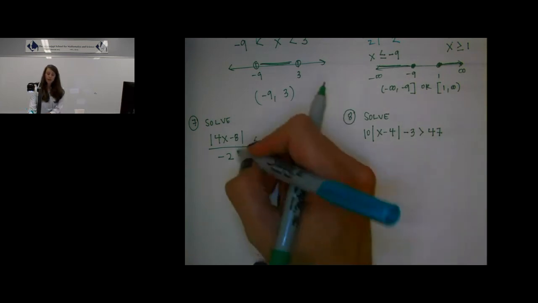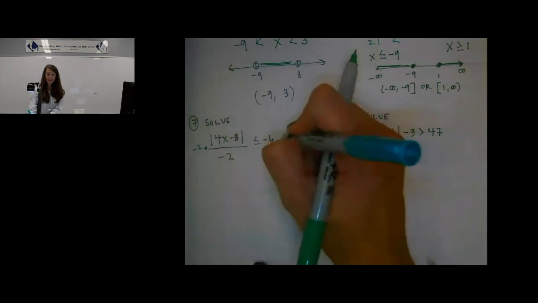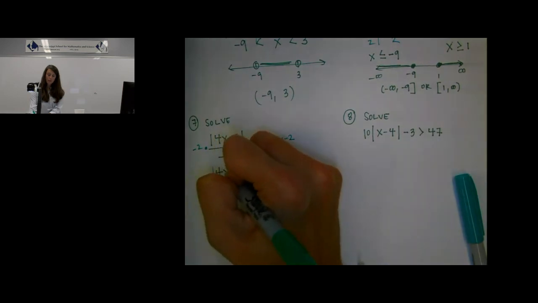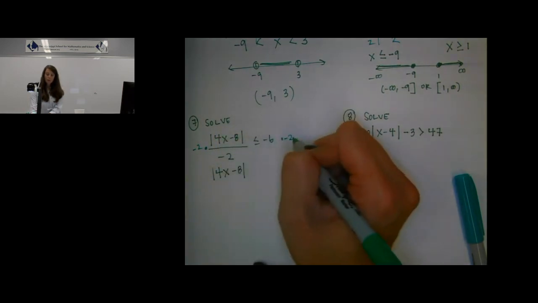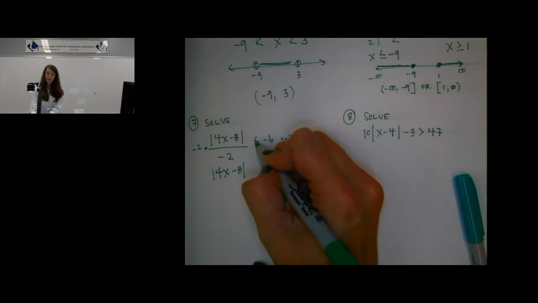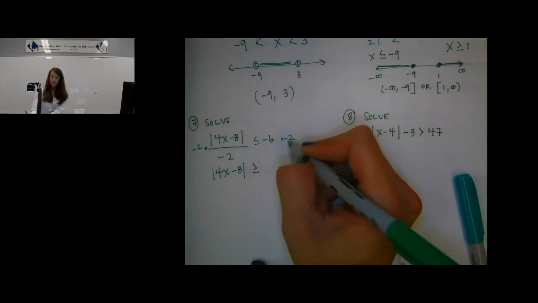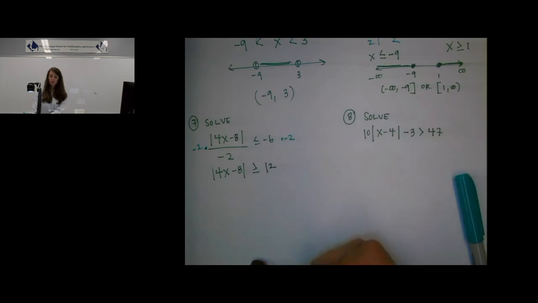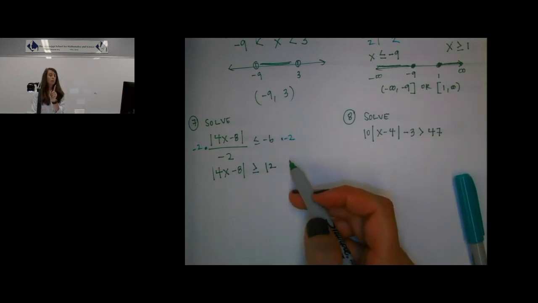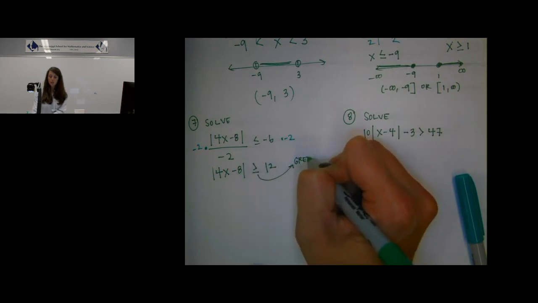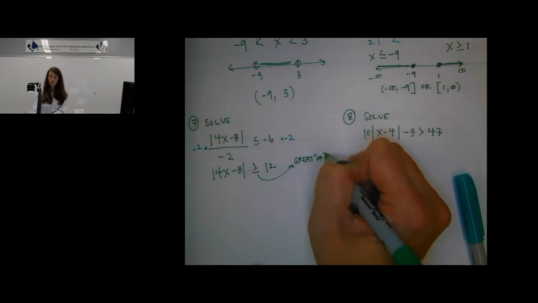So, 7, first thing I need to do is multiply both sides by -2. So, if I multiply by that -2, I'll have the absolute value of 4x minus 8. When I multiply by a negative, it's going to change that to a greater than or equal to. Okay? And -6 times -2 is a positive 12. Okay, did y'all catch that when you did that? Because remember, when you divide or multiply by a negative, it changes the direction of that inequality. Okay, so now it's a greater than sign.